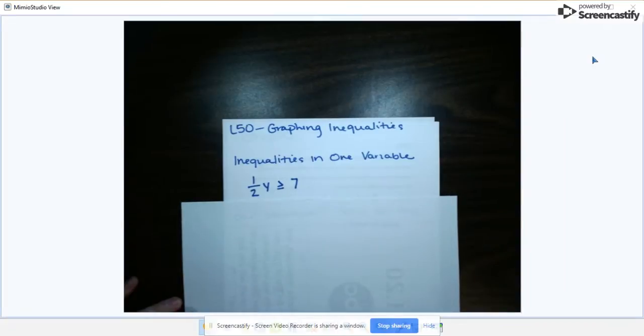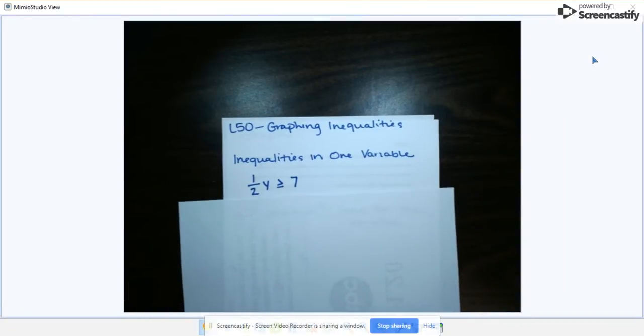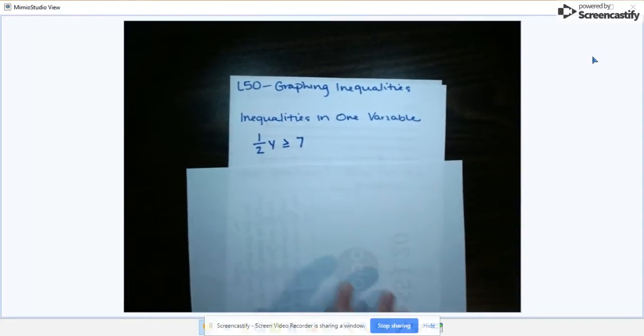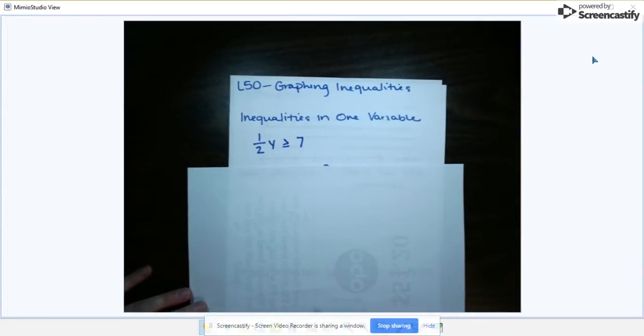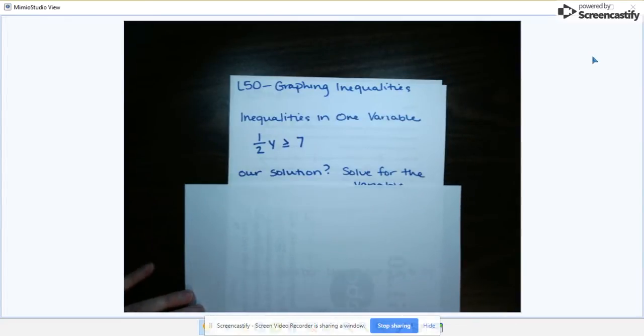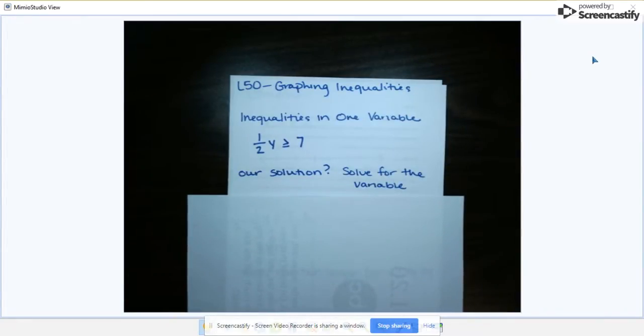So inequalities in one variable will look something similar to this. Okay, so 1/2 y is greater than or equal to 7. This variable can be any letter. Generally, we will use x. But then we need to graph our solution.